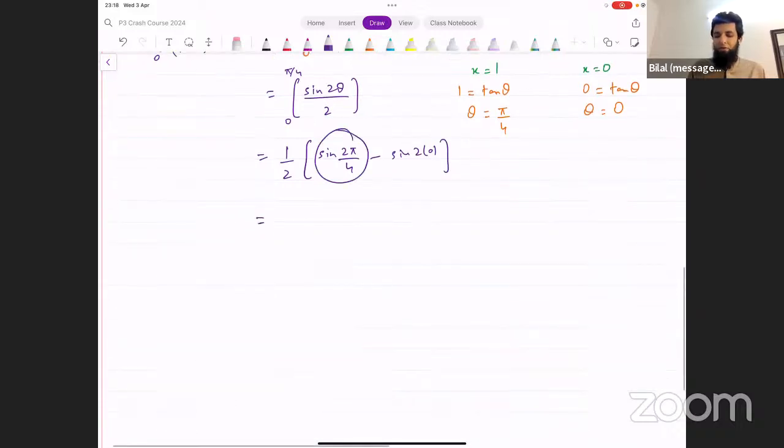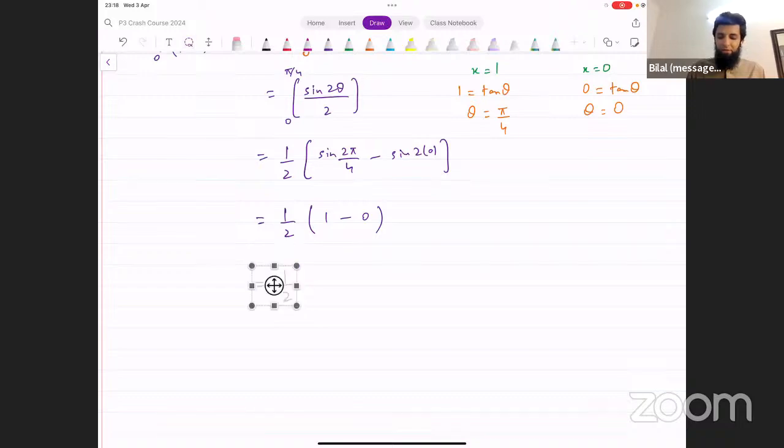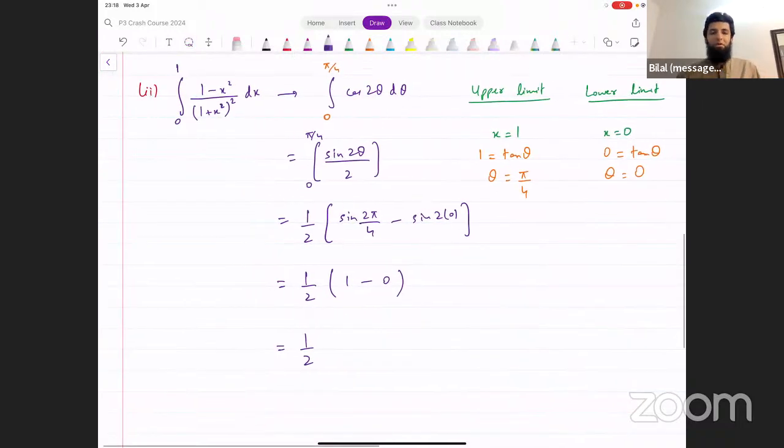Now sine of 2 pi over 4 means sine of pi over 2. What's sine of pi over 2? Sine of pi over 2 is 1. Sine of 0 is just 0. And we end up with 1 over 2. That's the result that we get from this integral. Integration of this expression with limits from 0 to 1 is equal to 1 over 2. You can do that using substitution like this, and the limits for a substitution also have to change like we did here.